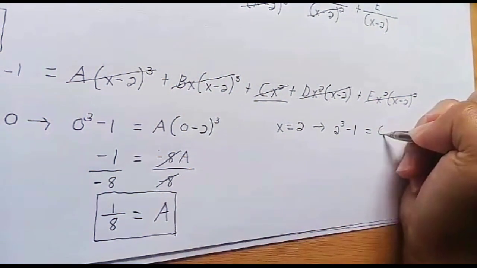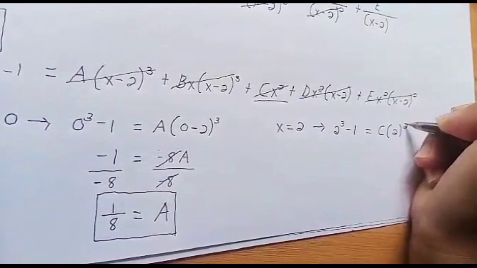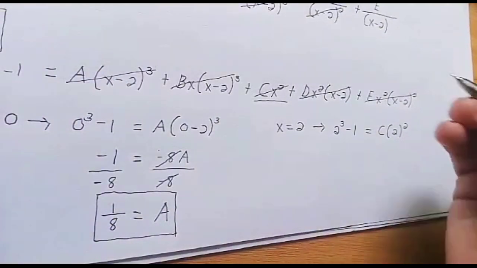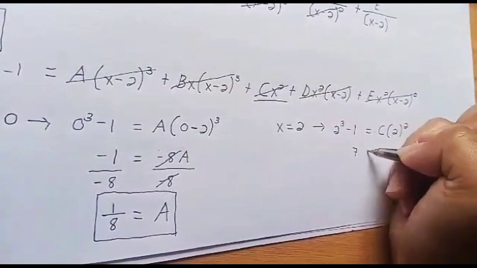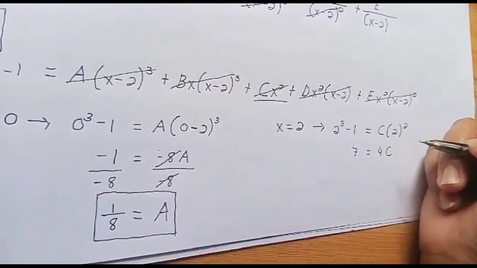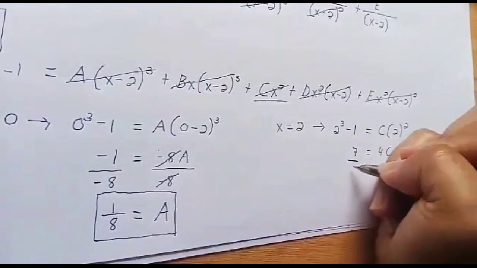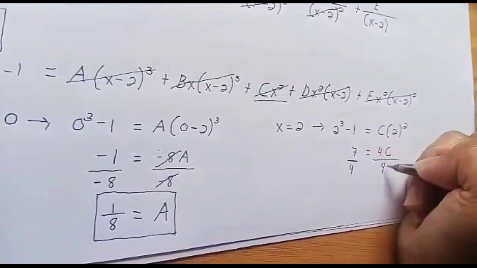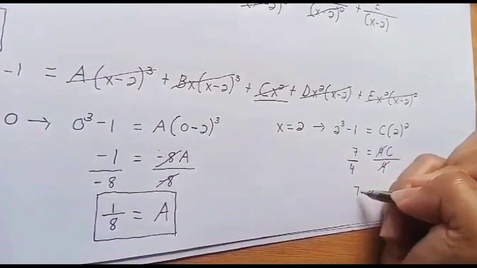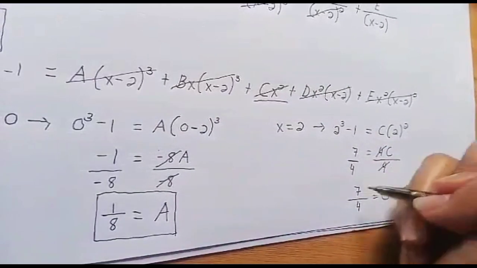So, C times, in parentheses, 2 times 2 times 2, which is 8 minus 1, becomes 7. So, equals 2 times 2, 4C. We divide both sides by 7, just like what we did here. So, 4 cancels here. What remains is 7 all over 4, which is the value of C.